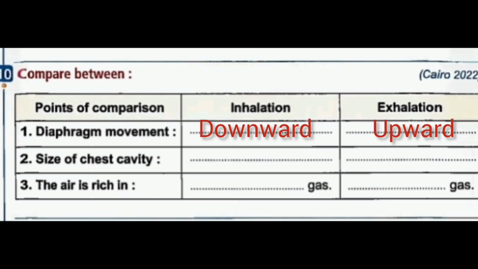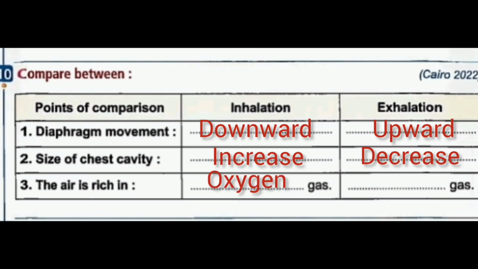Number 2, size of chest cavity. In inhalation, the size of the chest increases, but in exhalation, the size of the chest decreases. Number 3, the air. In inhalation, it is rich in oxygen gas, but in exhalation, it is rich in carbon dioxide gas.